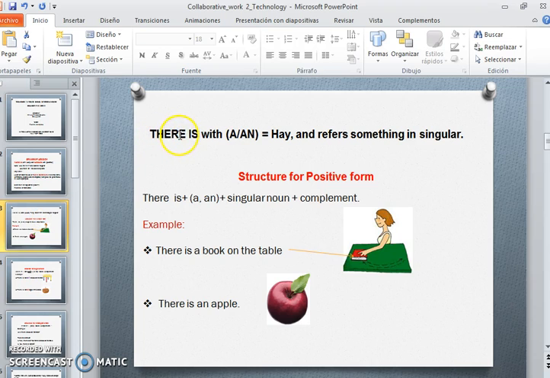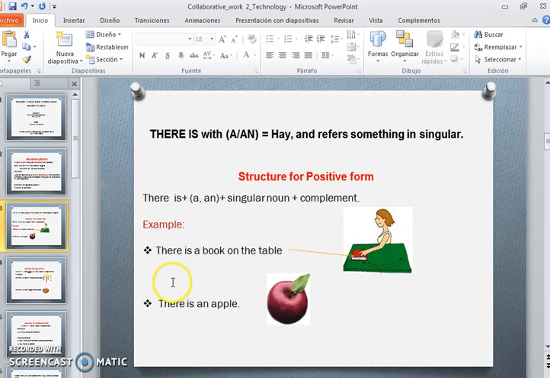How to use there is with a and an. There is means "hay" in Spanish. It refers to something in singular. Structure for positive form: there is plus a or an plus singular noun plus complement. Example: there is a book on the table, as we see in this picture.